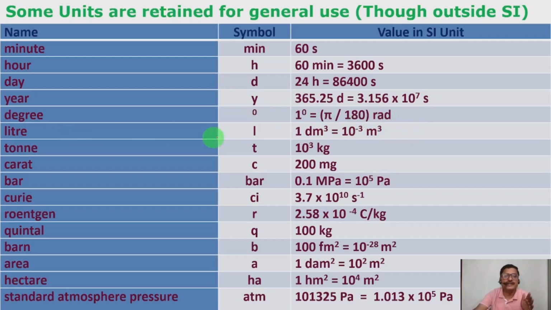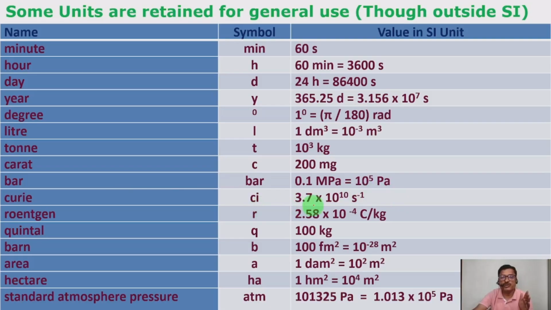Liter, L, is 1 decimeter cube, that is 10 raised to minus 3 meter cube. 1 liter is equal to 10 raised to minus 3 meter cube. Ton, T, is 10 raised to 3 kg. Carat, C, is 200 milligram. Usually for ornaments we use the carat. Bar is 0.1 megapascal, that is equal to 10 raised to 5 pascal. This is a unit of pressure.